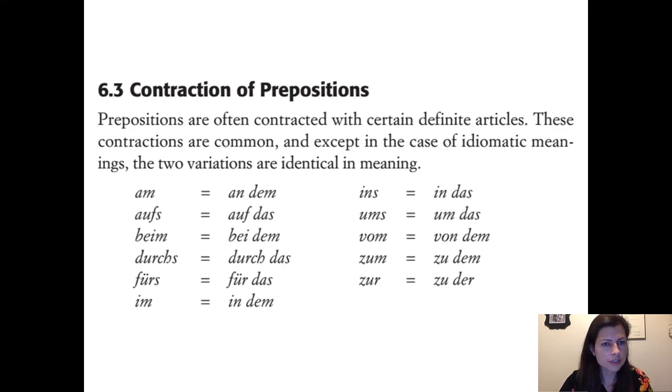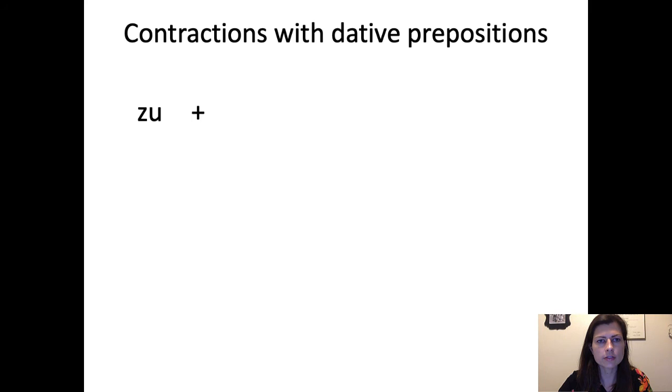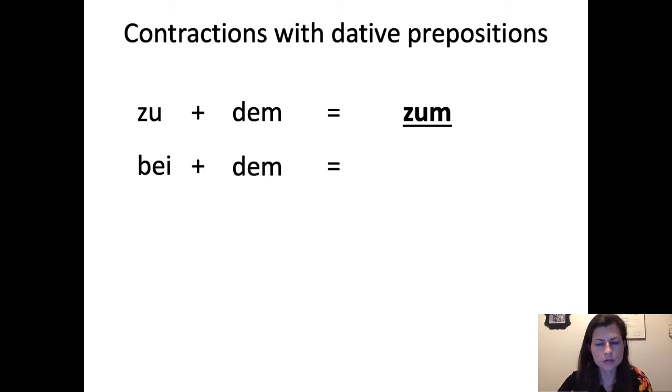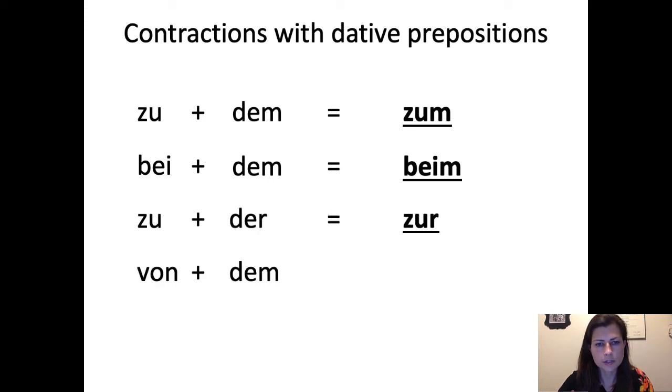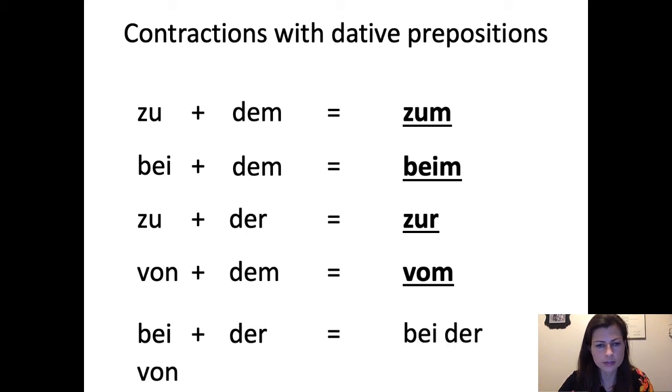So prepositions can also have contractions. Some of these are more common than others, but just familiarize yourself with these. The ones I have on this slide are the most common ones. Zu and dem can become zum. It's always optional, but it's very common. Bei and dem becomes beim. Zu der, zur. Von dem, vom. Bei der cannot become anything; it just stays. And then von der cannot be made a contraction either.